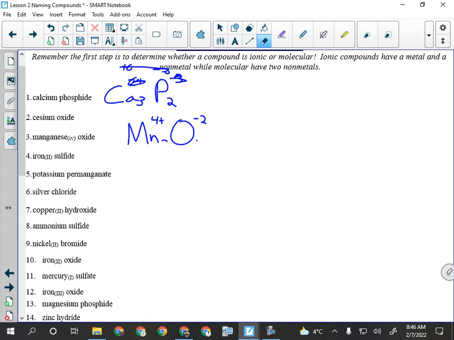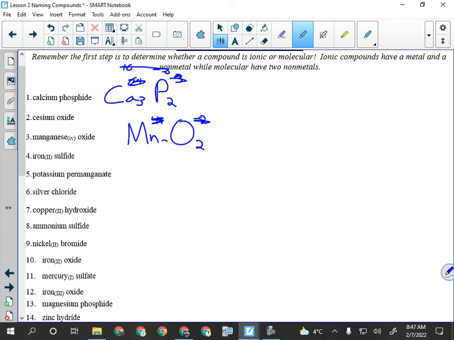So this should go to 1 and 2. So does this still work out? I got 4 positives and 4 negatives. Still good? Question? Can you simplify molecular compounds? You cannot simplify molecular compounds. That's a good question. We don't simplify molecular compounds because we're told with the prefixes how many of everything there is, and because they're not balancing charges. They're sharing the electrons instead, so we can't reduce it.